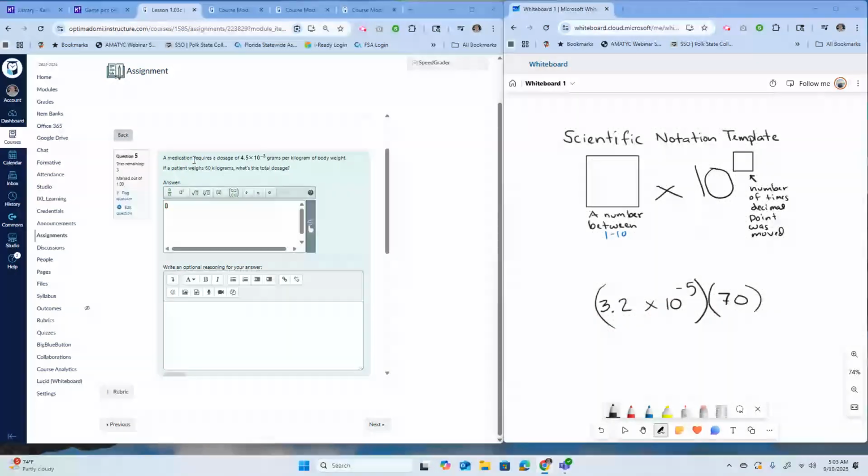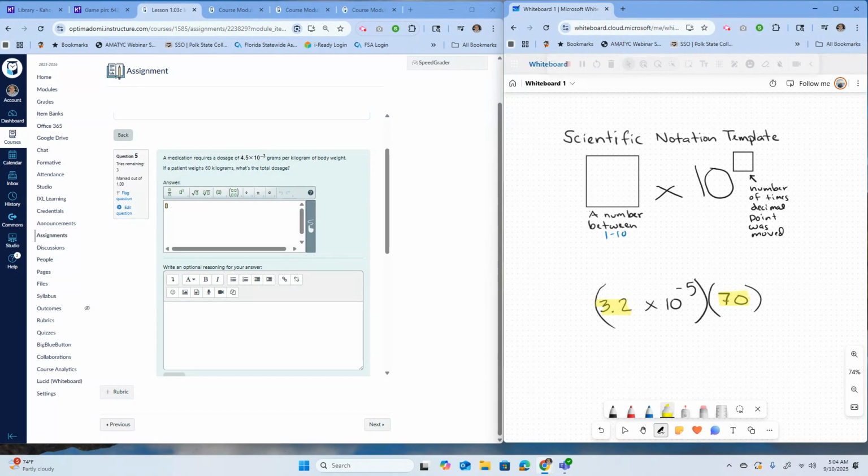In problem number 5, it's a word problem. It's about how much medicine must be given to a patient based on the weight. What you do is you multiply the weight of the person by how much medicine per kilogram the patient needs. So it's basically a multiplication problem. I changed the numbers, so look at the numbers that I'm using instead of the ones you see in the actual problem. Basically, to multiply numbers in scientific notation, you multiply the coefficients with the coefficients. So 3.2 by the 70.